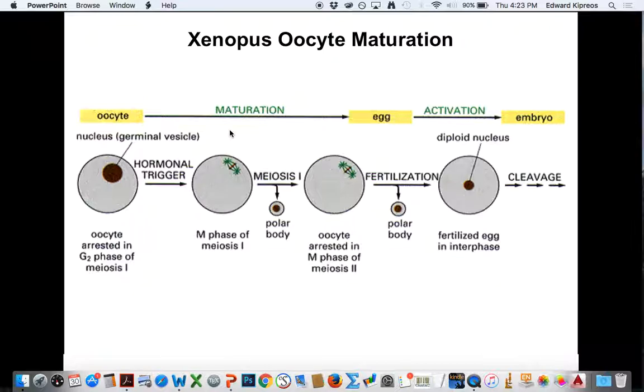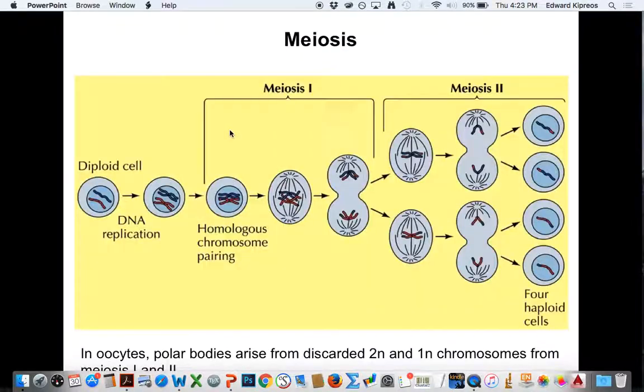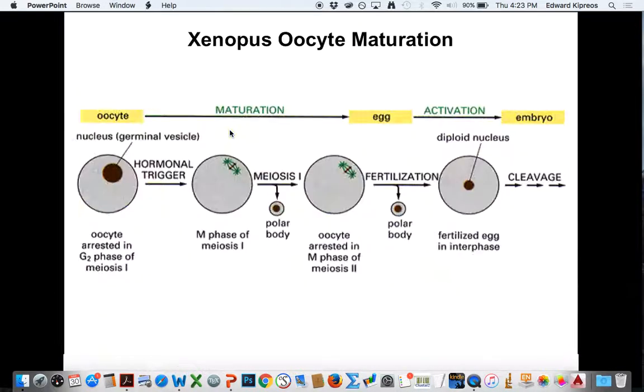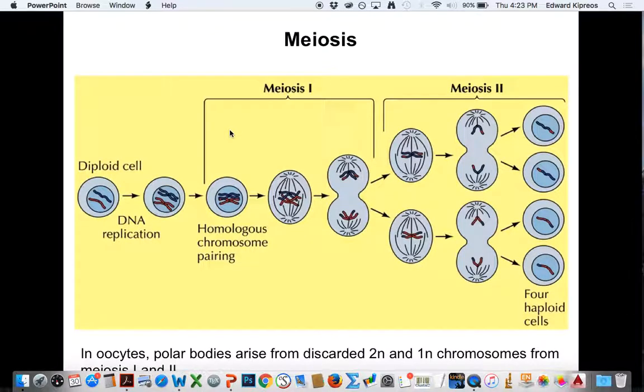In oocyte maturation, they're in interphase before this whole thing, and then they get a hormonal trigger, and they go through meiosis 1, which is this whole process here, okay? And then they're going to dump off one of the DNAs. So one of these DNAs gets dumped off in a polar body, so it doesn't continue.